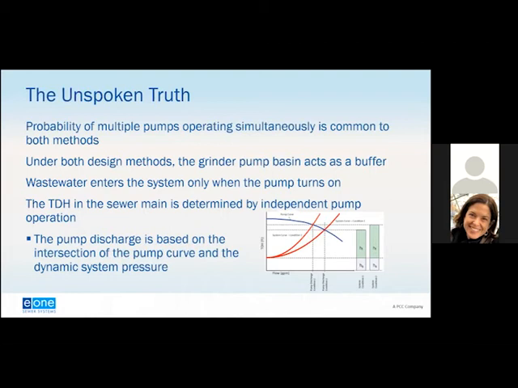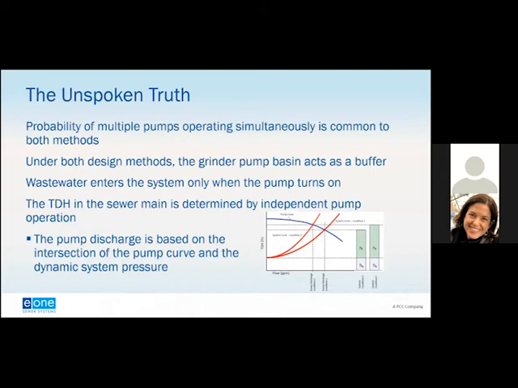Under both design methodologies, the grinder pump acts as a basin. The wastewater enters the system only when that pump turns on, and when that pump turns on, it introduces more flow into the system, and that creates an increase in the total dynamic head. So recall, the pump discharge is based on the intersection of that pump curve and the total dynamic head.